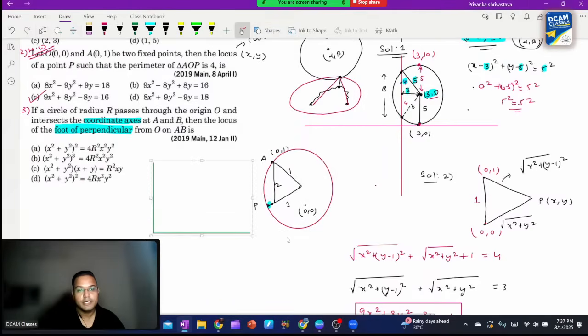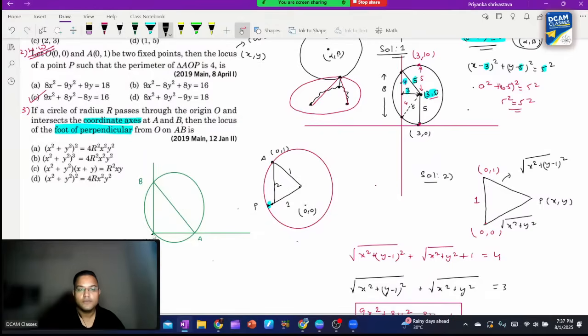The circle of radius r passing through the origin, and this is the origin. Let's draw the circle then. This is our circle. Now these points, they cut at A and B. Suppose this is A, this is B. And now if you join this A and B, it will be a chord.